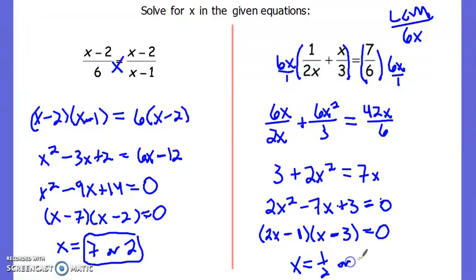And the other answer will be 3. And again, if I take those numbers and plug them back in, number one thing I'm looking for is, do either of those numbers make the denominator 0? If not, we're probably okay, and we can leave those alone.